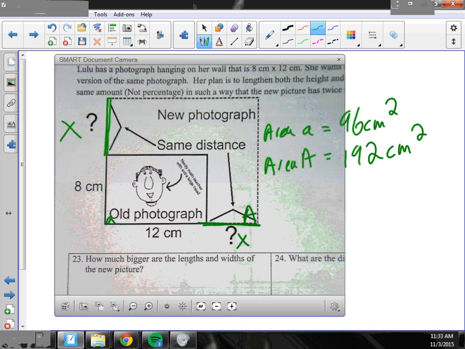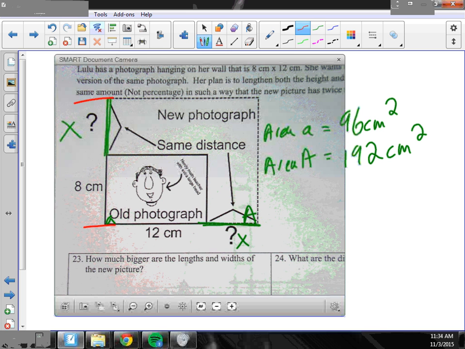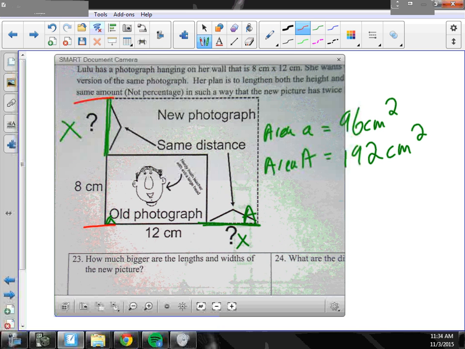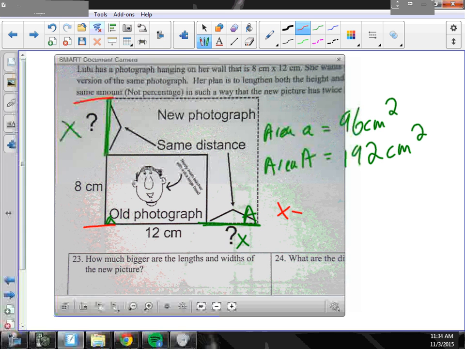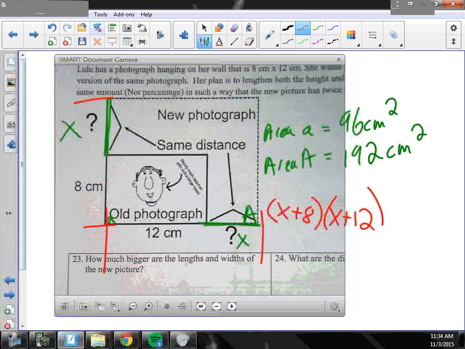Well, I know that the area equals 192. So can you use the picture to calculate the area? What is this distance here? x plus 8. What is that length? x plus 12. And I know that x plus 12 times x plus 8 is equal to 192.